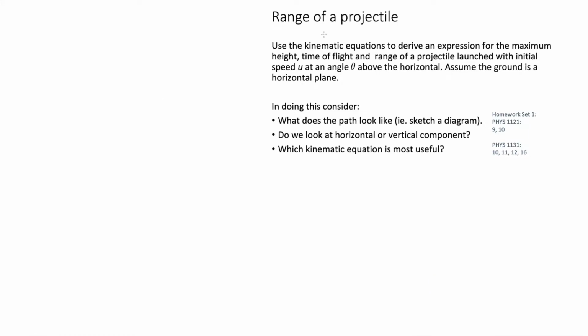So we're now going to consider the range of a projectile, which tells us how far a projectile will go. We're told to use the kinematic equations, so let's write them down. We've got v equals u plus at. We've got s equals ut plus a half at squared, and we've got v squared equals u squared plus 2as. Those are our three kinematic equations. And we're asked to use these to derive an expression for the maximum height. So that's the first thing that we'll want to do, the maximum height. And then we'll want to do the time of flight and finally the range of a projectile launched with an initial speed u. So let's draw a little diagram of our projectile.